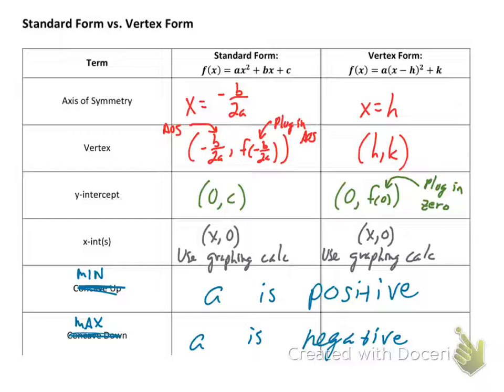Okay, so there, you'll see some similarities. So axis of symmetry and vertex are a little bit easier in vertex form. Y-intercept is a little bit harder because we got to plug in 0. We got to use our calculator and see what we get out. Okay? But from there, everything else is the same. The x-intercepts, we use our graphing calculator. It's a minimum if the A value is positive. It's a maximum if the A value is negative.